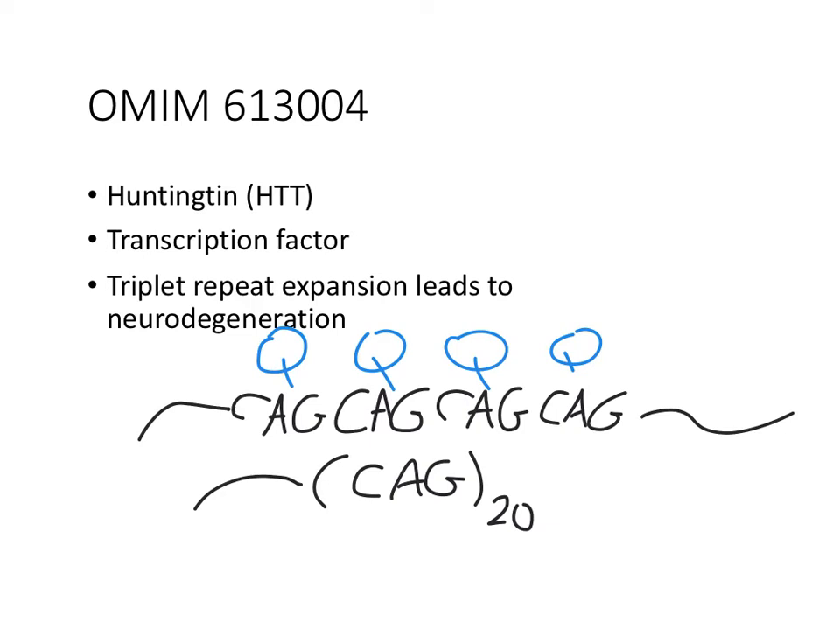And in theory, that's why neurodegeneration occurs. Neurons are particularly susceptible to when all the proteins get tangled up and can't fold properly, the neurons start to die, and then you get neurodegenerative diseases. Similar things happen in Alzheimer's and other sorts of neurodegenerative diseases. This is a dominant mutation.